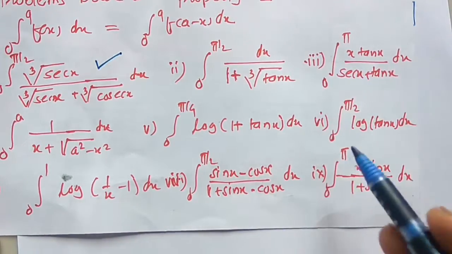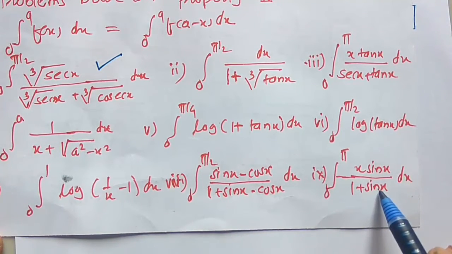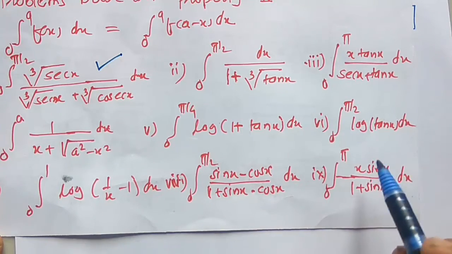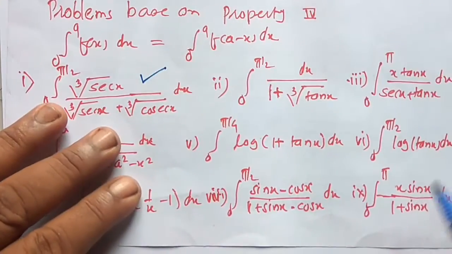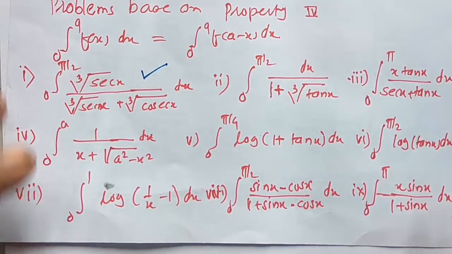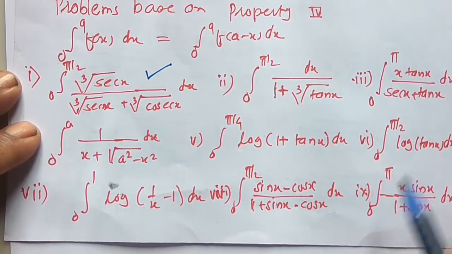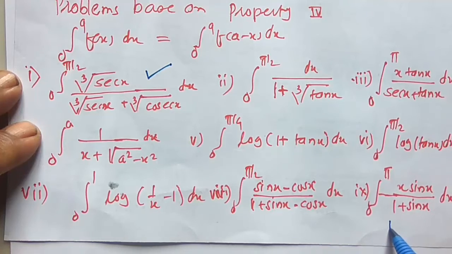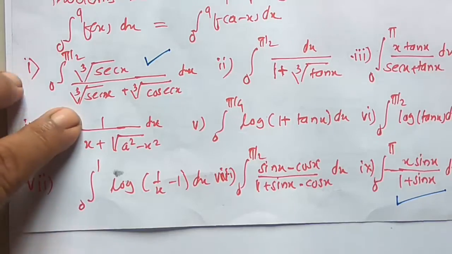Now example number 9 is also on the same line. Here you have to multiply and divide by 1 minus sin x. First you use property number 4 and then you multiply by 1 minus sin x to numerator and denominator, and on the same line you can solve example 9. So it is left to you as an exercise. So this is the example left for you.